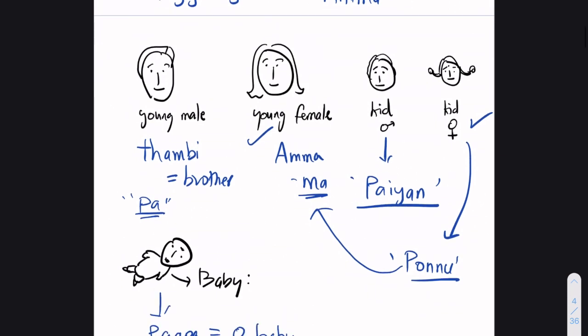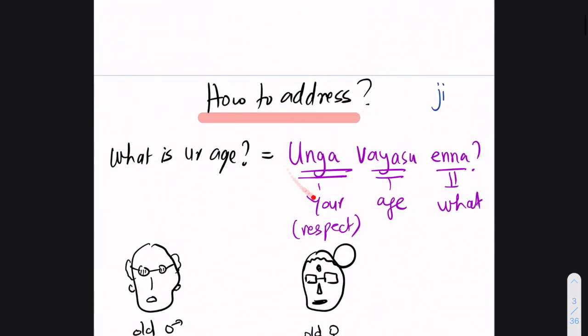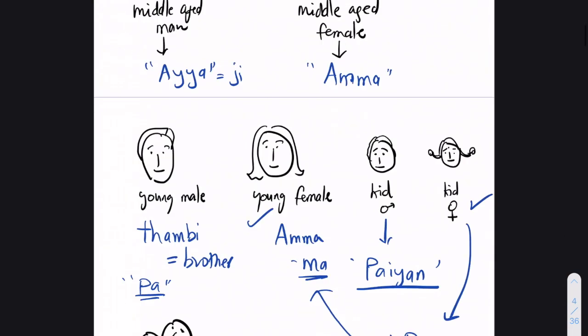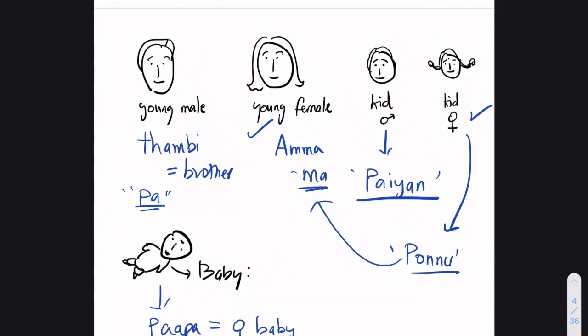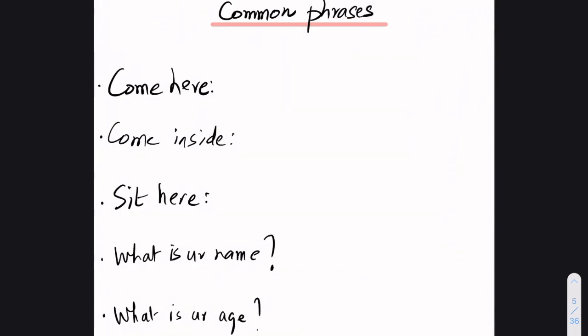But this is when you are directly addressing her. Enna ma? What are you doing, ma? But ponnu will be the term used when you refer to her as a third person. Ponnukku vayasu enna, which means what is the age of the girl. Ponnukku means for the girl. This is when you ask the mother of the female. Maybe you can ask ponnukku vayasu enna. Right? Got it clear? So we move on to the common phrases here.